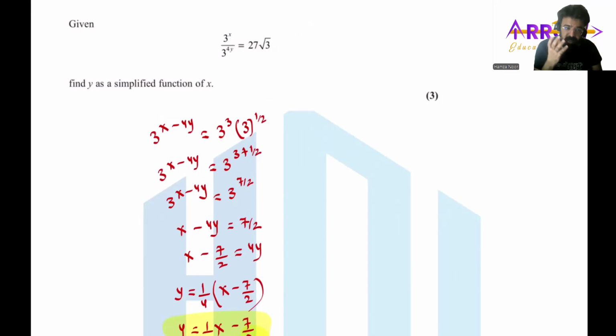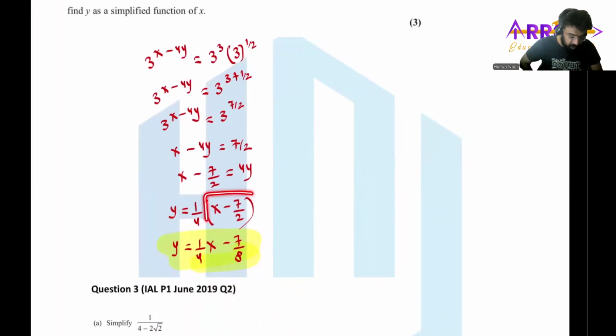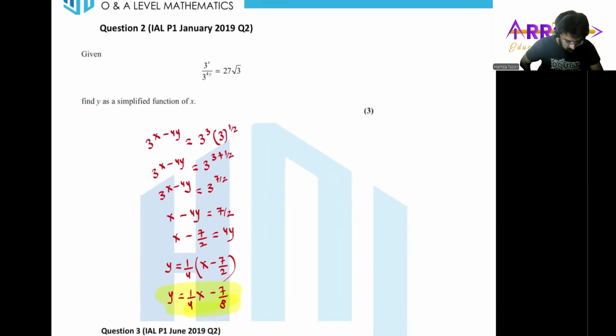Now we can see that the bases are the same and the terms are being equated with each other, so the powers will be equal to each other. x minus 4y is equal to 7 over 2, meaning x minus 7 over 2 is equal to 4y. We need to find y as a simplified function of x, meaning we need to make y the subject of the equation. So y is equal to 1 over 4 multiplied by x minus 7 over 2, which means y is equal to 1 over 4 into x minus 7 over 8. This is supposed to be your final answer.